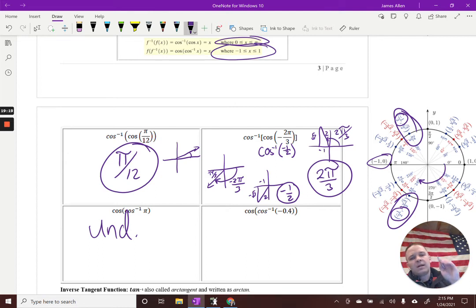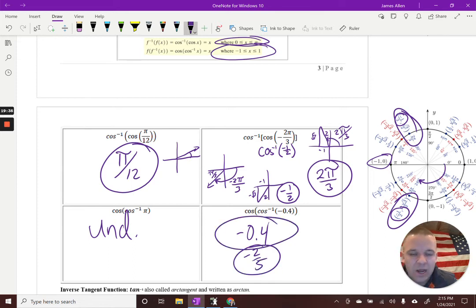Okay. Last one here. We have cosine of inverse cosine of -0.4 or -2/5. That is definitely between -1 and 1. So nice and easy, -0.4 or -2/5. However you want to write it is up to you. Awesome sauce. Whoo! One last one.